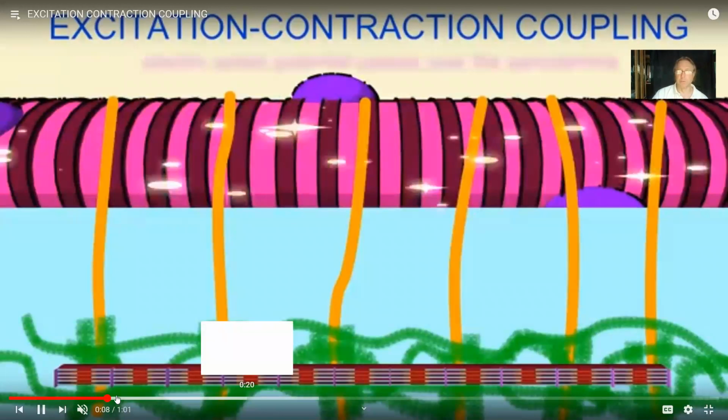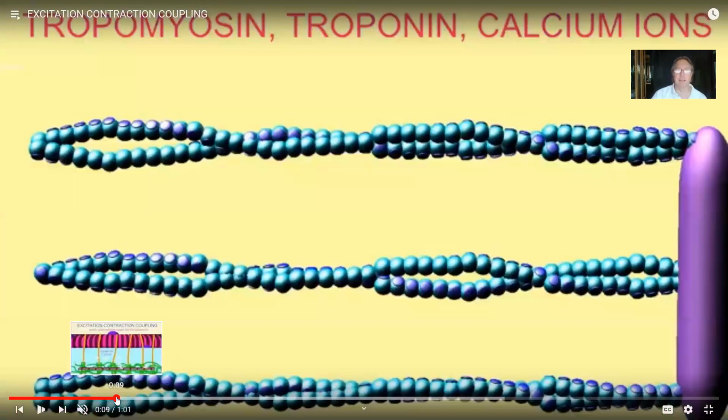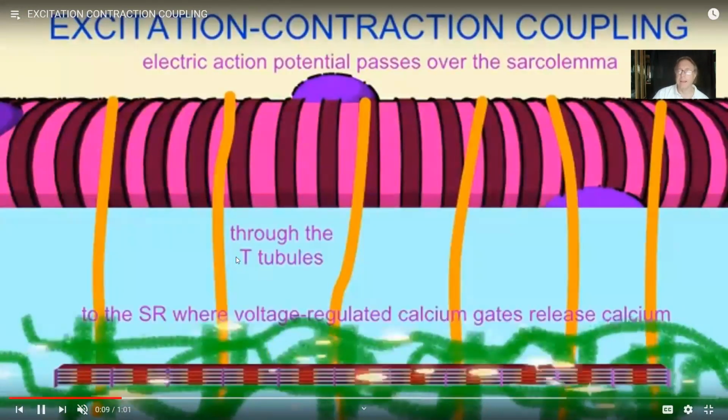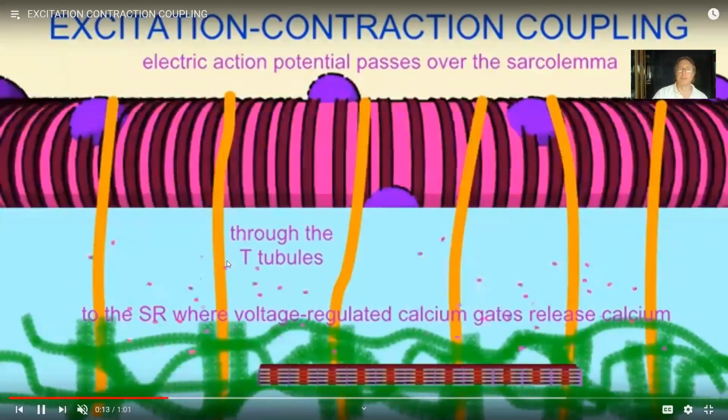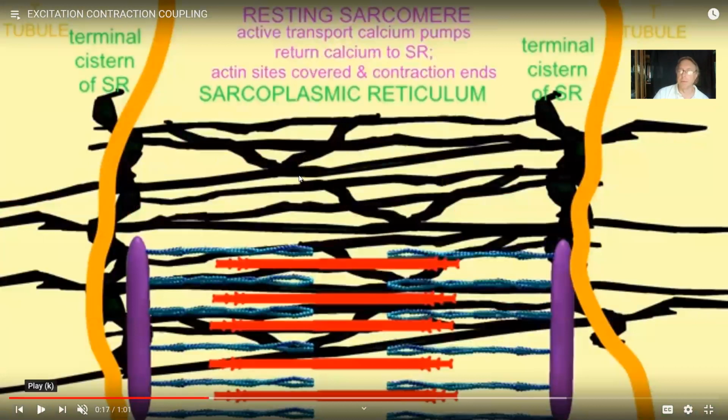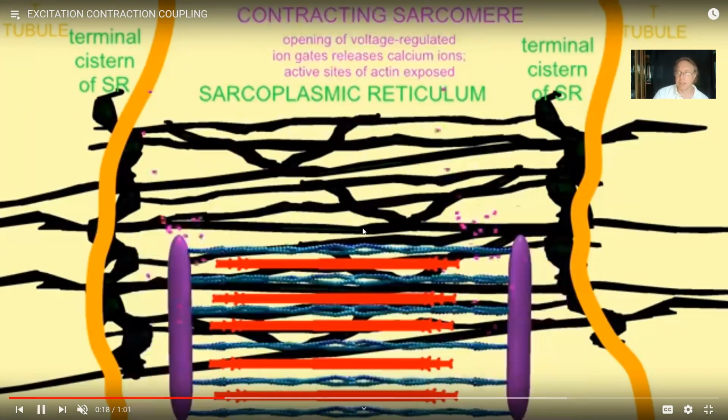So just one more time, once again, it is an important concept that the electrical message goes over the sarcolemma through the T tubules, and here this sarcoplasmic reticulum has stored calcium. There are voltage-regulated ion gates. When the electrical potential changes, the calcium is released.